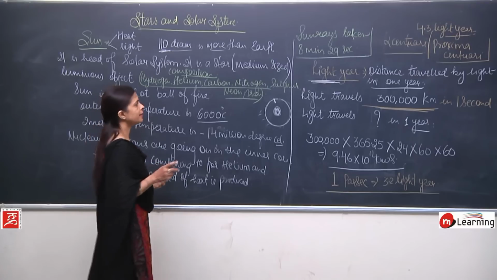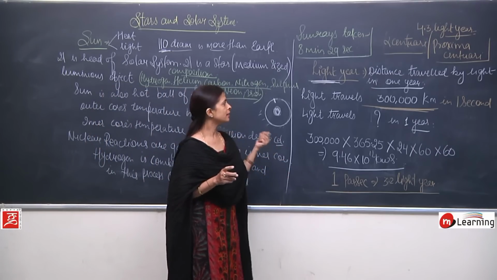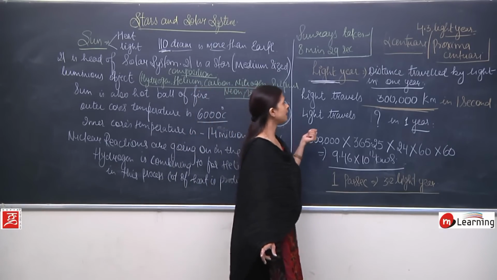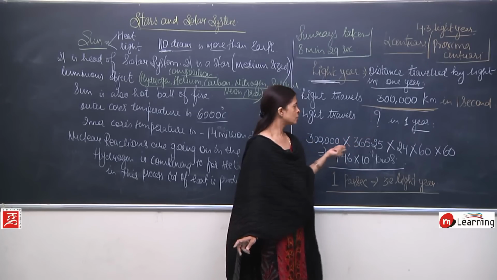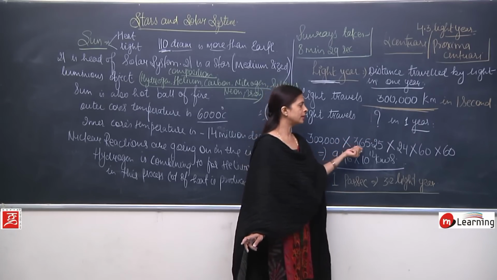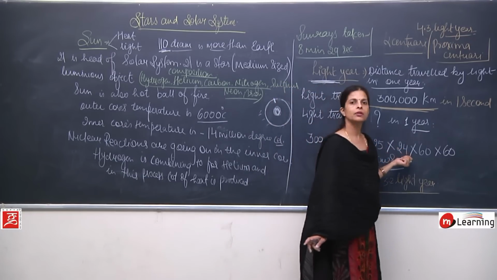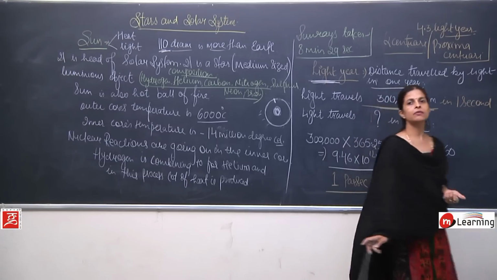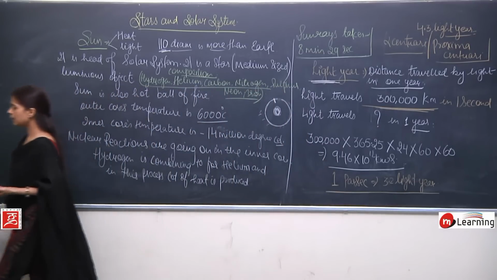Now if we talk about the light year, the distance travelled by light in 1 year is known as a light year. In 1 second, this much distance is covered by light. So we have taken the number of days in a year. 1 day is made up of 24 hours, then 1 hour is made up of 60 minutes and 1 minute is made up of 60 seconds. And then we have calculated this.